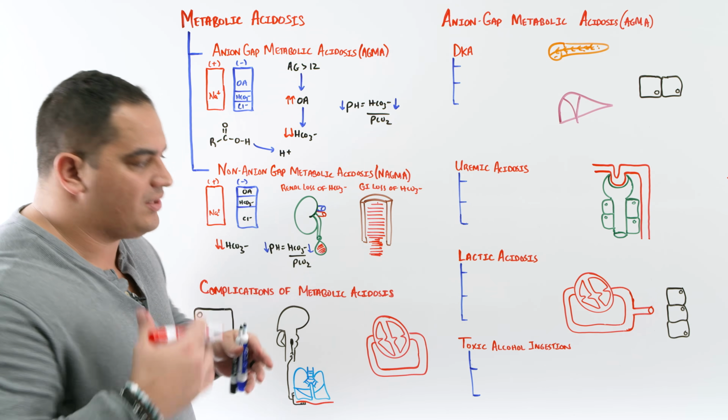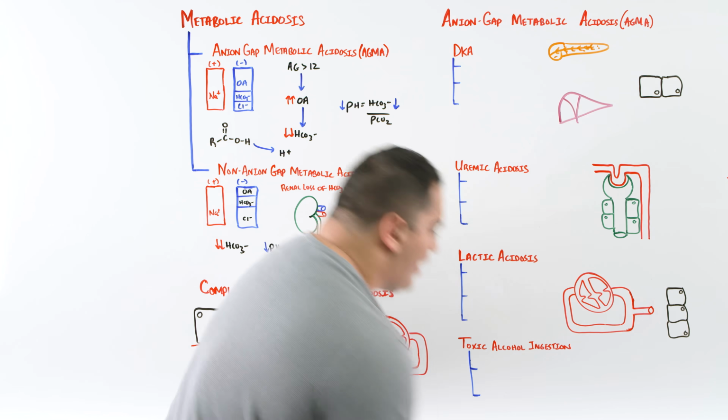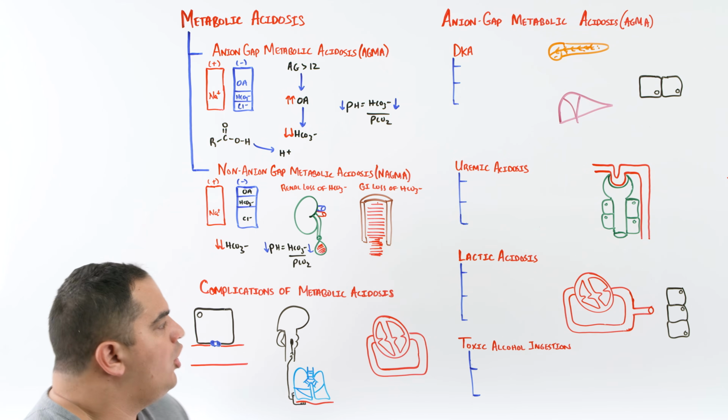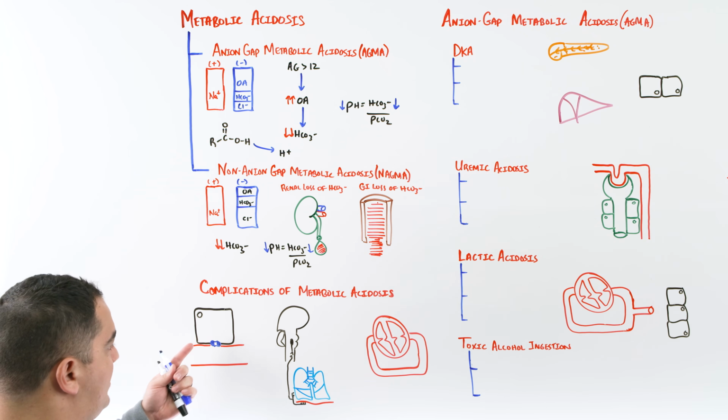Before we do that, I want you guys to start asking yourselves a question. Anytime we have a disease, you should try to have an understanding of why it's bad. What are some of the complications that could arise? One of the first things is that metabolic acidosis has 3 profound effects. One is on your electrolyte system.